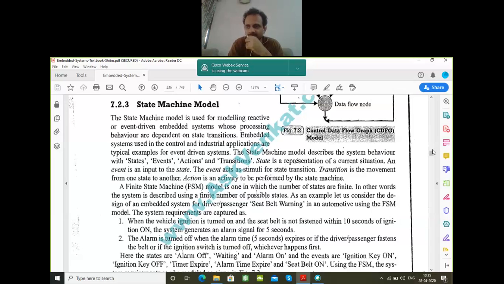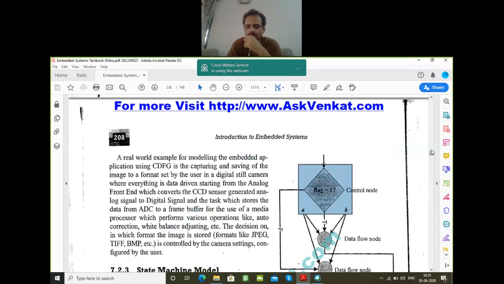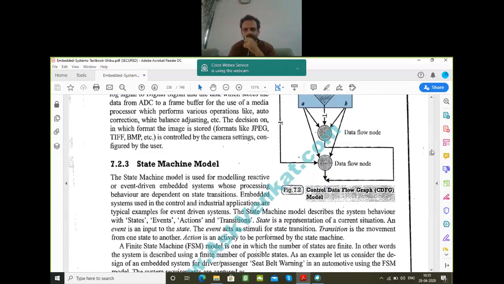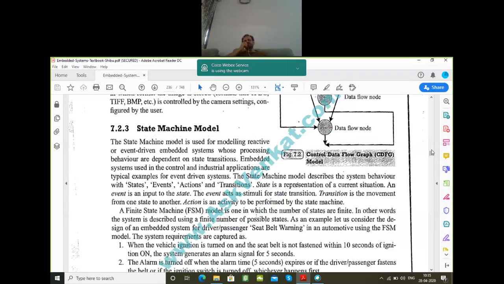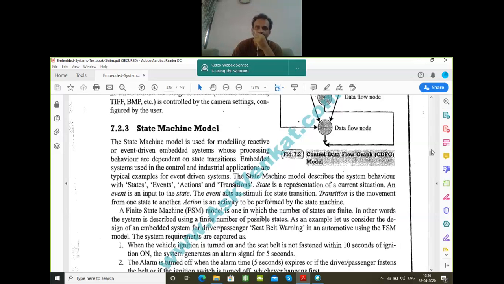State machine model. We will now look into what this state machine model is. By the words, state means which state: present state, previous state, or next state. So three states we can have. And the machine may be in any state, present, previous or next, and depending on that you have a model called the state machine model.